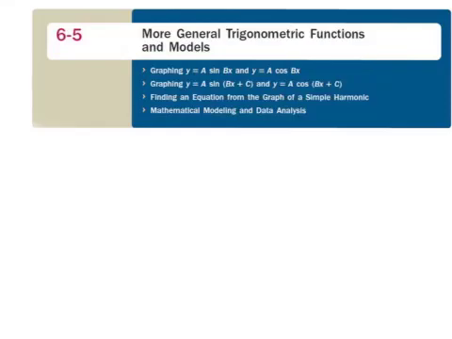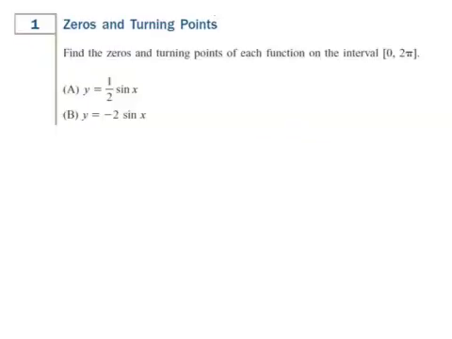Okay, more general trigonometric functions and models. We're going to go over all four of these characteristics: mathematical modeling, of course, with your word problems, and it's pretty much transformations of sine and cosine. All right, so the first problem says find the zeros and the turning points of each function on the interval of 0 to 2 pi.